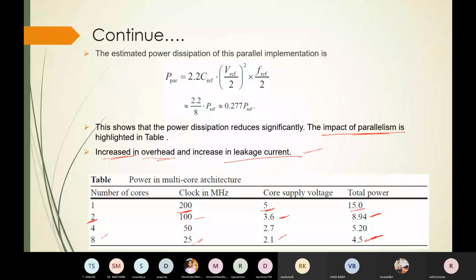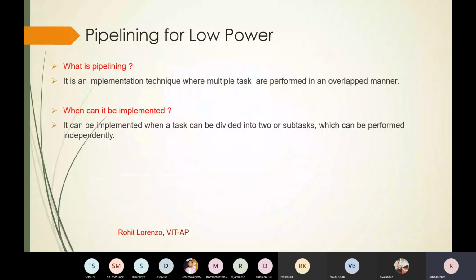Okay, now there is another concept, pipelining. This is also like a subtask we are doing, and how we can minimize the power with pipelining. So pipelining is nothing but an implementation technique where multiple tasks are performed in an overlapped manner.